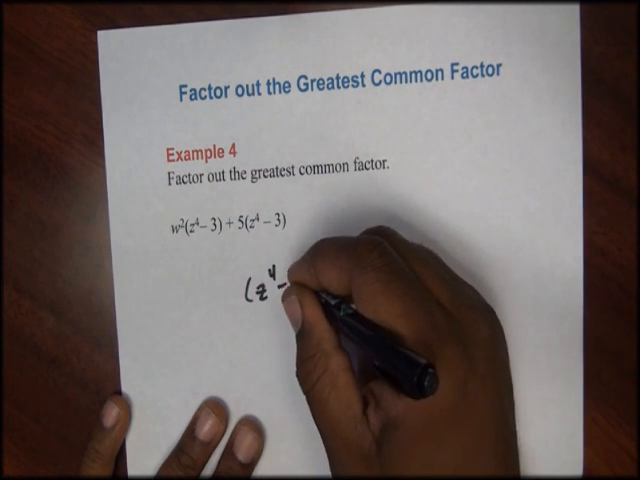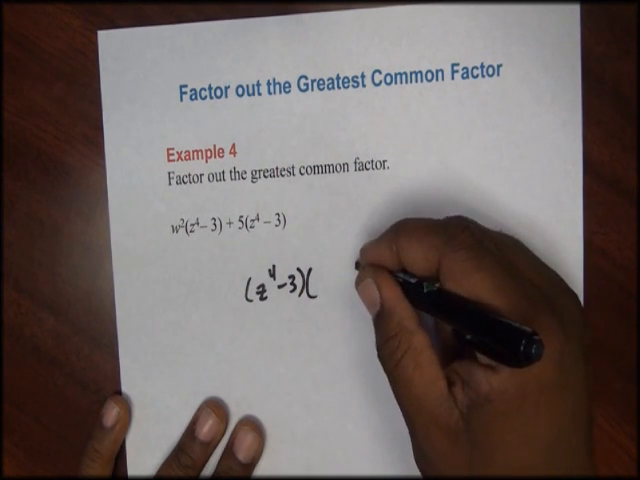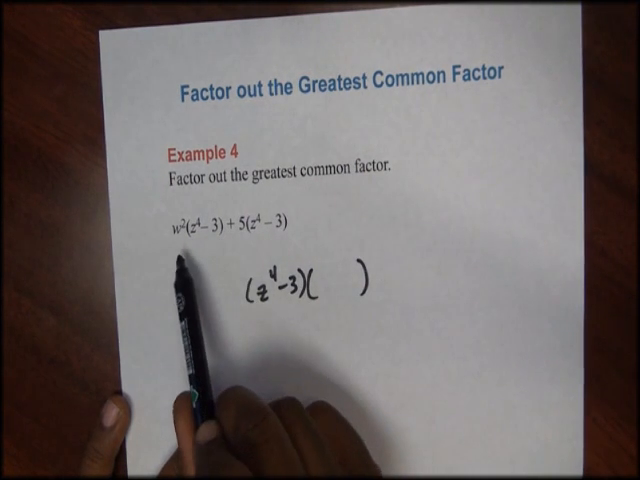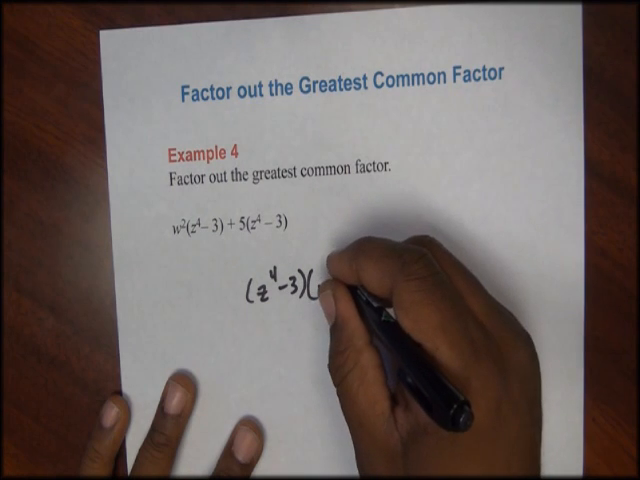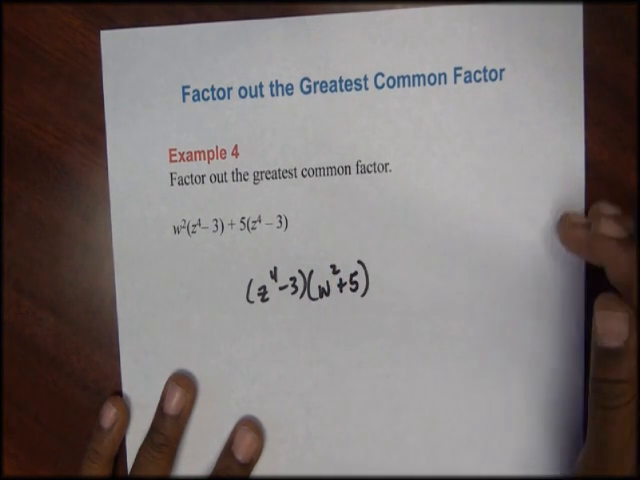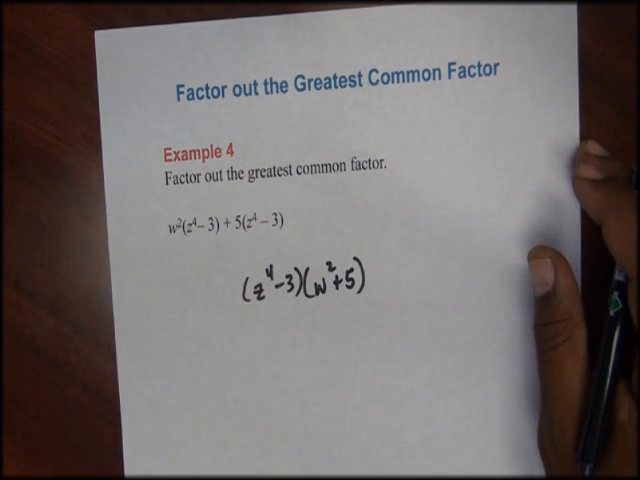Z to the fourth minus 3. And in the other set of parentheses, I'm left with w squared plus 5 for our factorization.